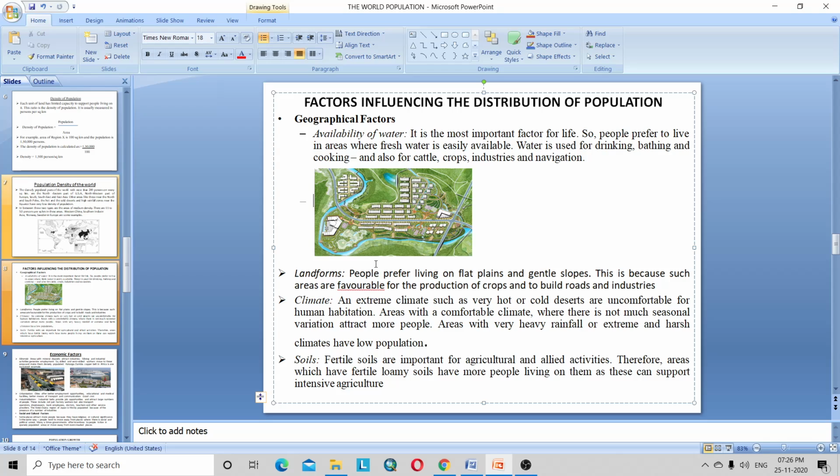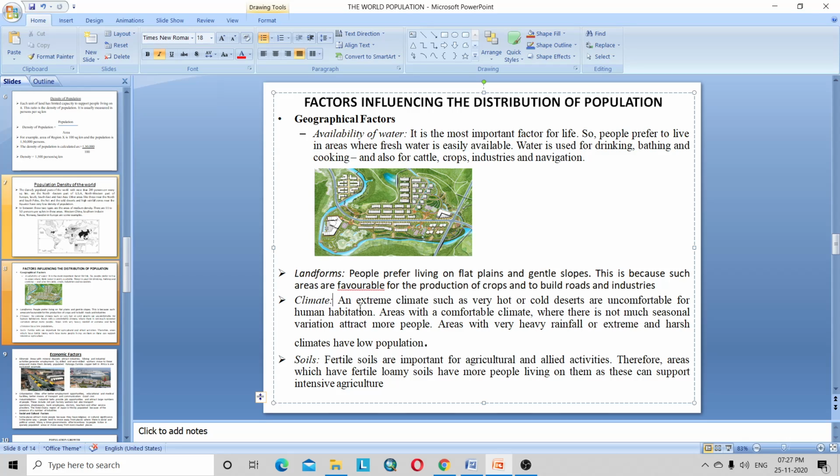Another factor is landform. People prefer to live in plain areas, flat plains or gentle slopes. People prefer not to live in high mountainous areas where there is difficulty of transport, communication and industrial development. In this picture you see human settlement, rivers, and cultivation in a flat area. There is availability of water, the landform is flat, and there is agriculture.